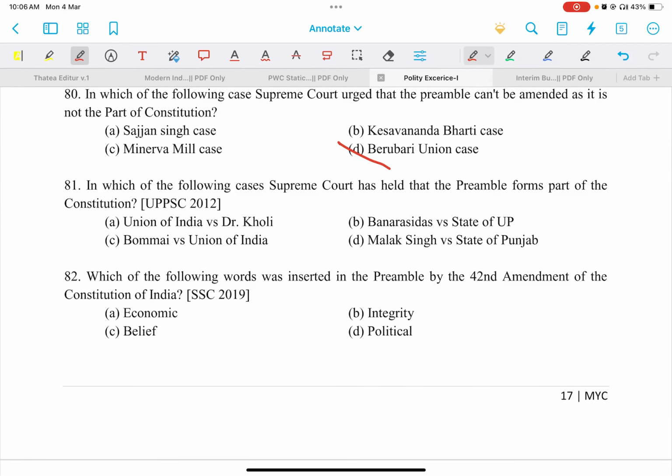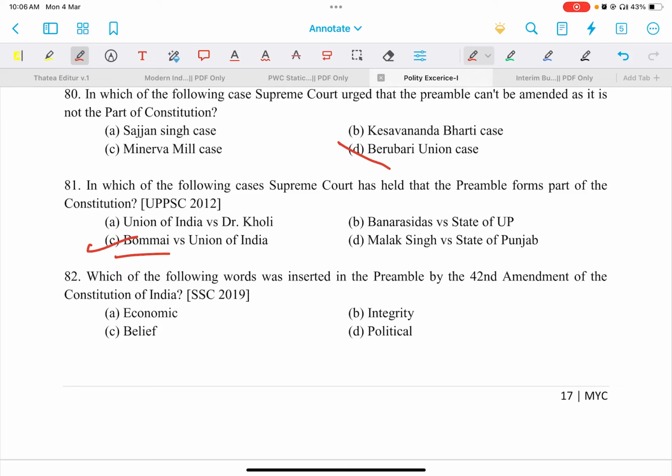In which of the following cases did the Supreme Court hold that the preamble forms part of the Constitution? Kesavananda Bharati case, and the Bombay case, 1994, S. R. Bommai case. D is the right answer.